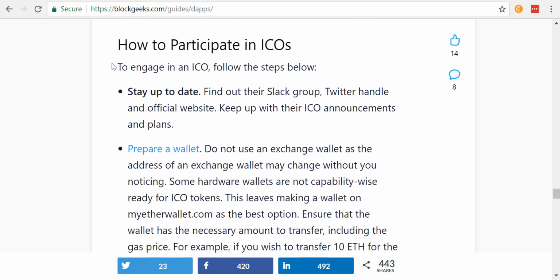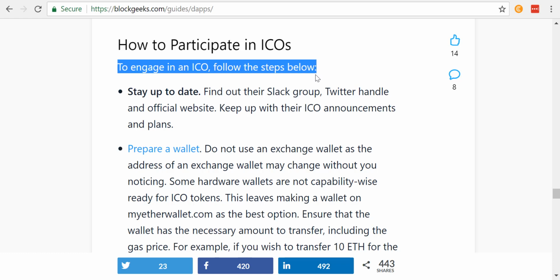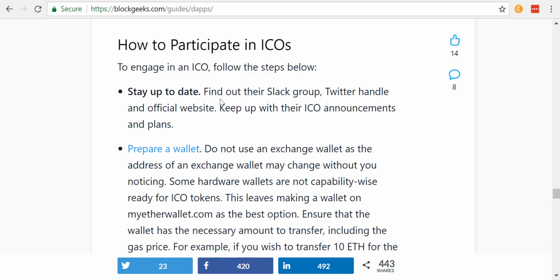This is important if you're going to attempt to invest in them, and I talk about my own investments, but I, as a general rule, stay away from ICOs for lots of reasons. But stay up to date. This is important. Find out their Slack group, Twitter handle, official website. Keep up with their ICO announcements and plans.